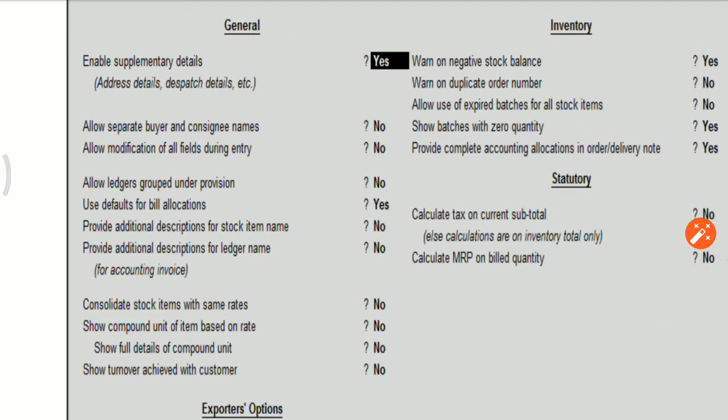Enable supplementary details, allow separate buyer consignee names. Friends, this type of options is given by Tally so that the user should be aware that you can modify the setup of purchase order or sales order according to your own requirement.